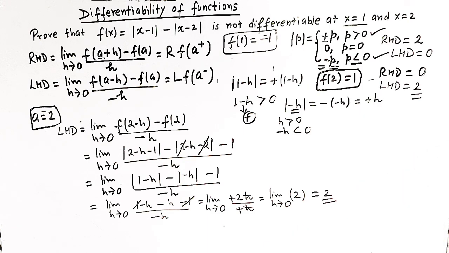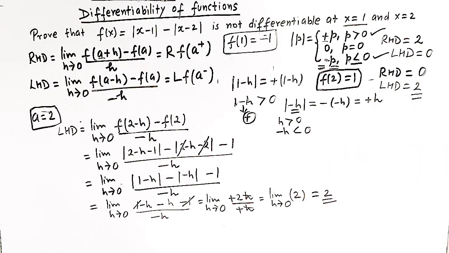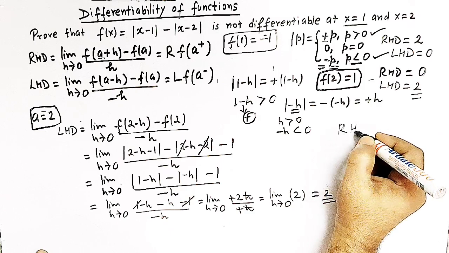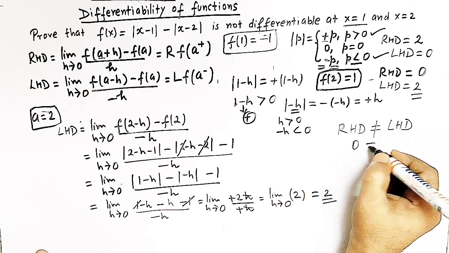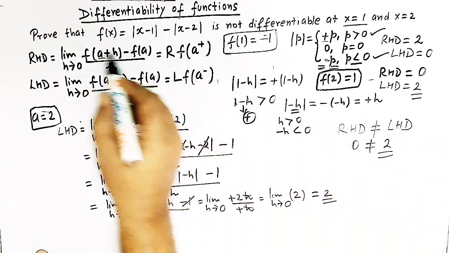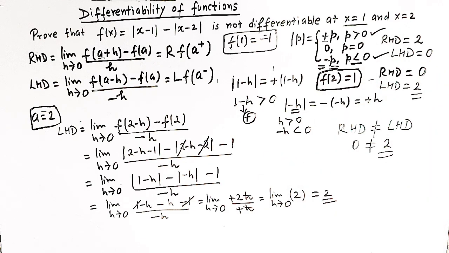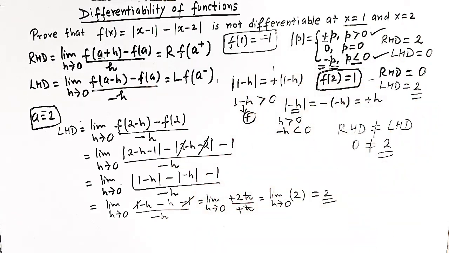So here we conclude that although the right hand derivative and the left hand derivative both exist and they are finite, they are not equal to each other. That is, the right hand derivative is not equal to the left hand derivative. 0 is not equal to 2. So this function is not differentiable at x is equal to 2, right? So viewers, this is how we can prove the non-differentiability of this function at these 2 points.